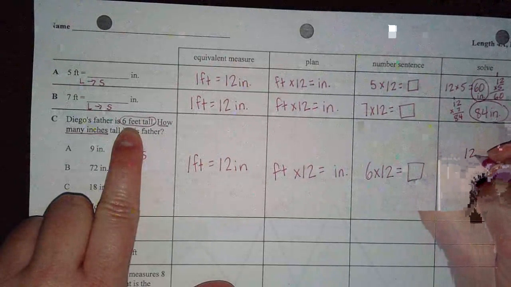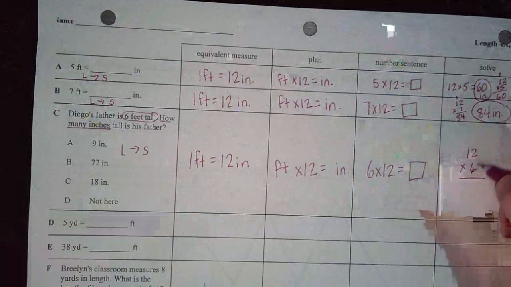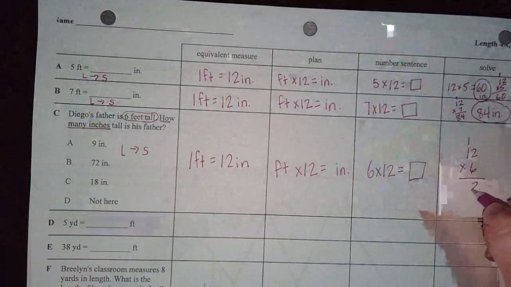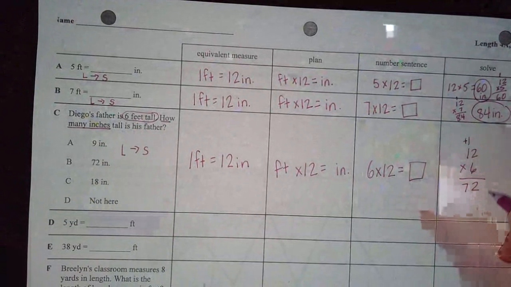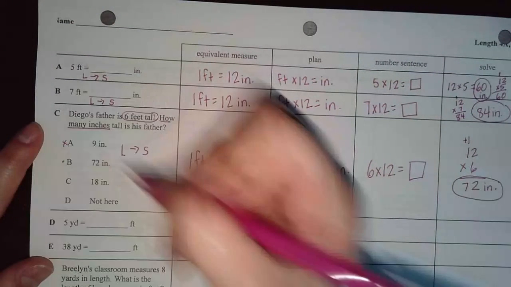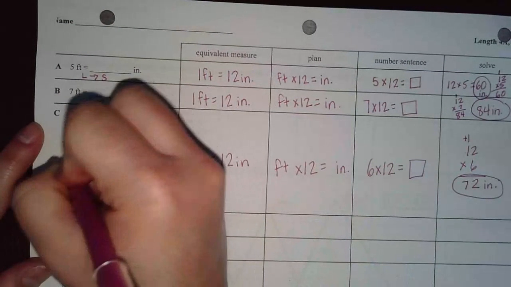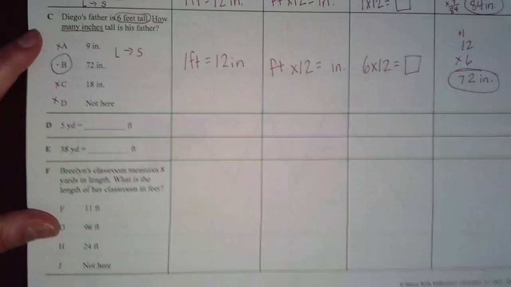So I have 12 times 6. There we go. 6 times 2 is 12. 6 times 1 is 6, plus 1 more is 7. So 72 inches. So our answer, oh, there's B. It's not here because it is here, is B. All right, here we go.